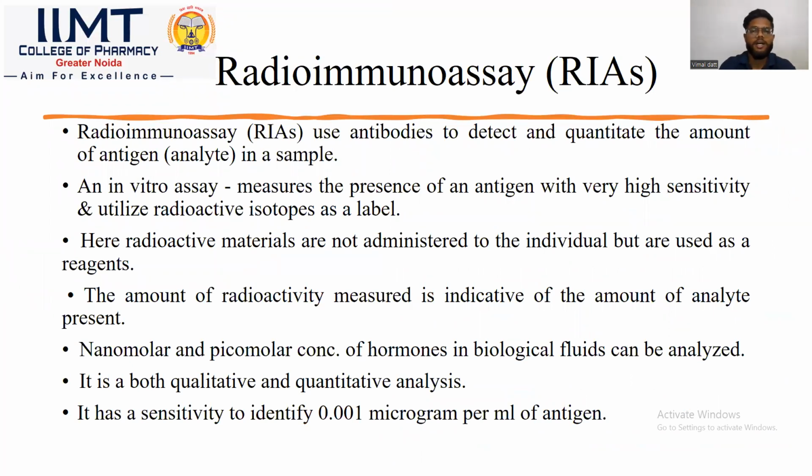So here are some points about RIA. Radioimmunoassay uses antibody to detect and quantitate the amount of antigen or analyte in a sample. It is an in vitro assay that measures the presence of an antigen with very high sensitivity and utilizes a radioactive isotope as a label. Here, radioactive material is not administered to the individual but is used as a reagent. The amount of radioactivity measured is indicative of the amount of analyte present. Nanomolar and picomolar concentrations of hormones in biological fluid can be analyzed through this method. It is both qualitative and quantitative analysis. It has a sensitivity to identify 0.001 microgram per ml of antigen.